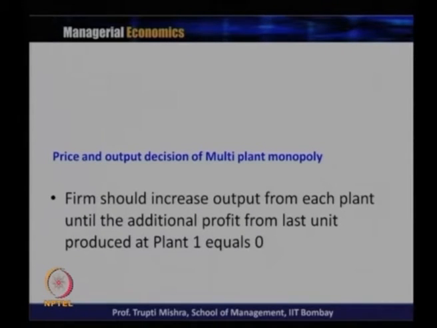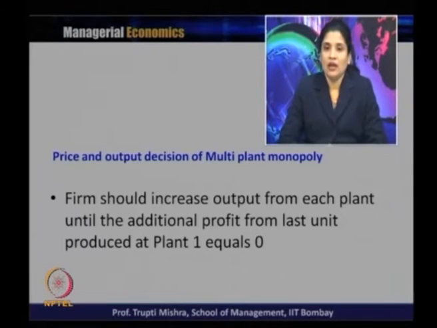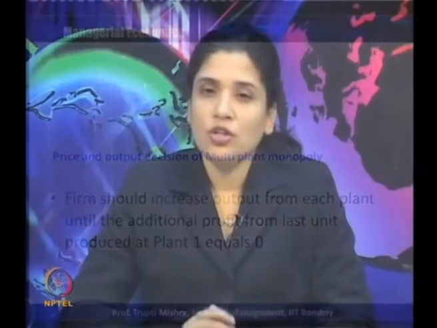So the firm should increase the output from each plant until the additional profit from the last unit produced at plant 1 equals 0. The firm goes on increasing production in each plant as long as there is a positive additional profit. Once it goes to 0, the firm stops increasing output in that plant, because after that the profit may go on the negative side. So this is the profit maximization.